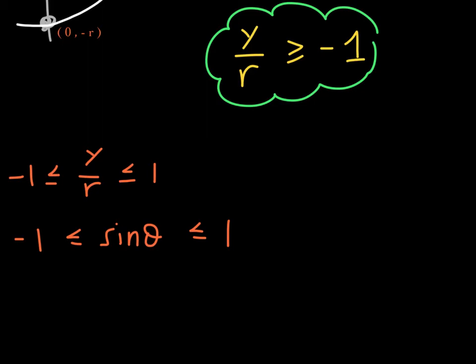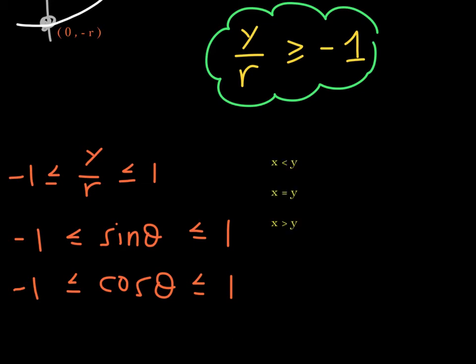Now, we can build the same argument for cosine. We can draw the same diagram for cosine. Both sine and cosine will have range between negative 1 and 1. Now, as far as tangent is concerned, now it's possible for, here, let me write this down for you.